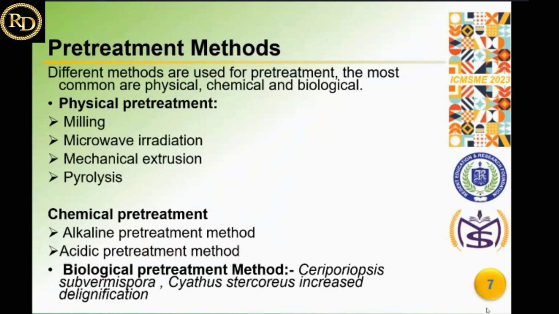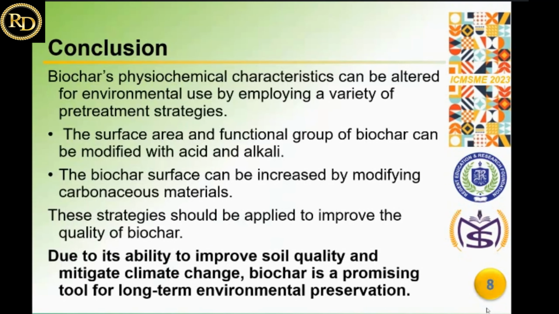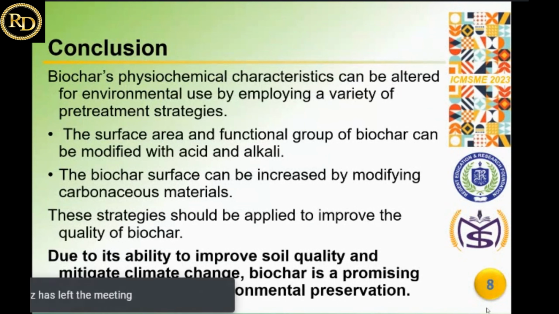I would like to conclude by saying that the biochar's physicochemical characteristics can be altered for environmental use by employing a variety of pretreatment strategies. The surface area and functional groups of biochar can be modified with acids and alkalis. The biochar surface can be increased by modifying carbonaceous materials.